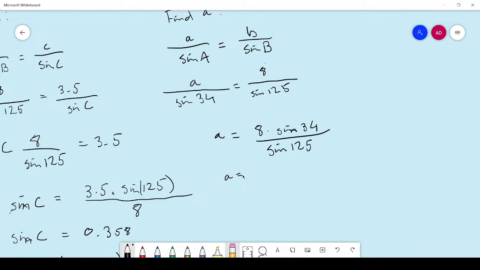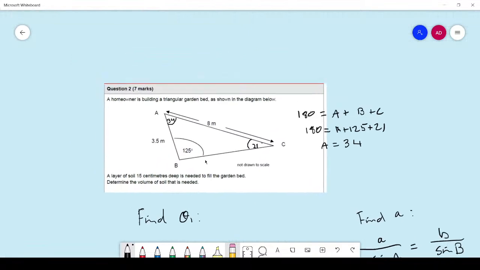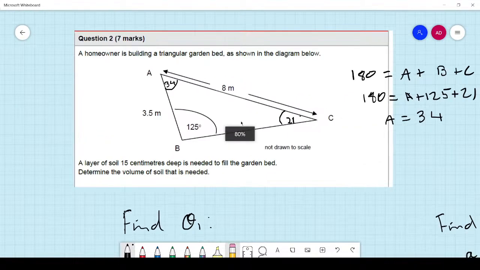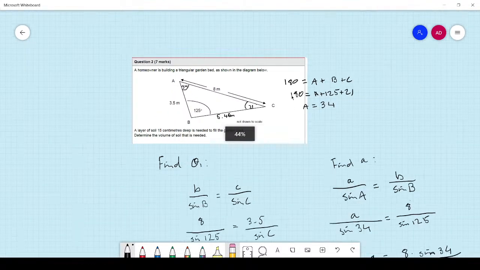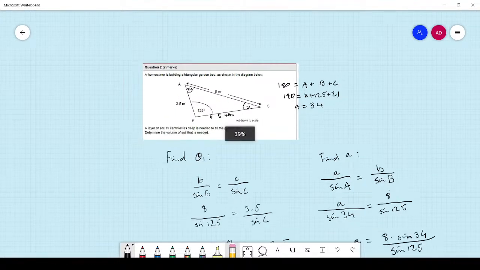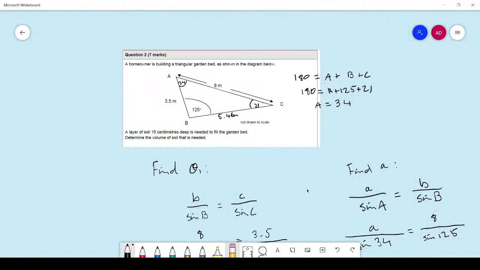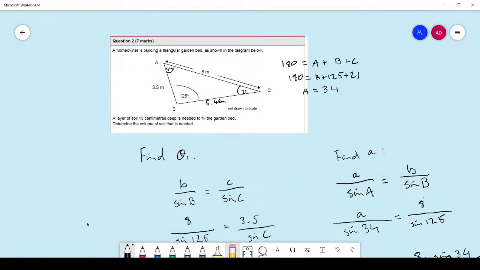Right, so a, let's use calculator. 8 times sine 34. Make sure, again, that you're in degrees for this stuff. A should be equal to 5.46 meters. Right, so we've got all our angles and all our sides, so we can find whatever we want really, but we need to find the area.